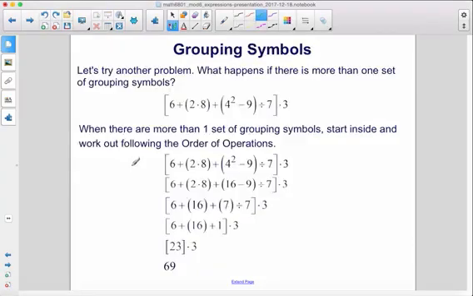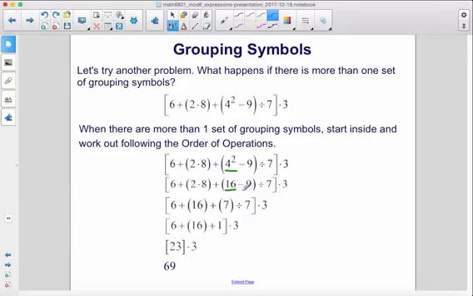Let's try another problem. What happens if there's more than one set of grouping symbols? So here we have brackets, and we have 2 sets of parentheses inside of those brackets. When there's more than one set of grouping symbols, which includes parentheses or brackets, you start on the inside and you work out following the order of operations. So here we have 2 times 8 inside of parentheses, and we have 4 squared minus 9. First, we work on the inside of this parentheses, and the exponent here takes priority. So we'll turn that into 16.